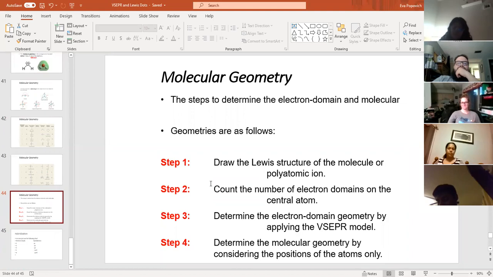So when you're determining geometry, draw the Lewis structure first. Count the electron clouds on the center atom. That will determine your electronic geometry. Then you kind of subtract, you kind of erase out the lone pairs. And that will dictate what your molecular geometry is.